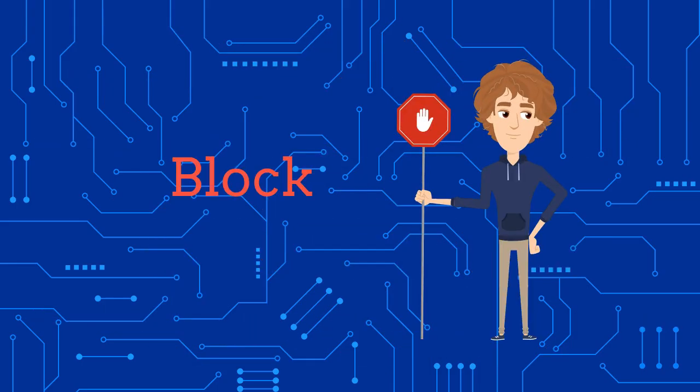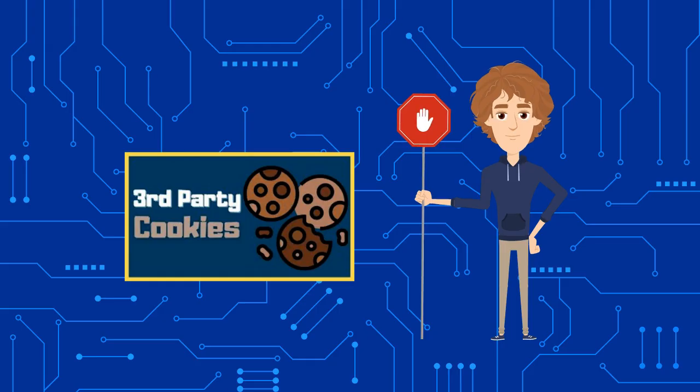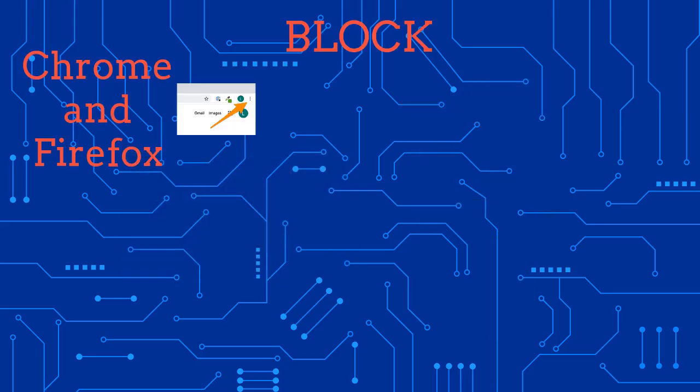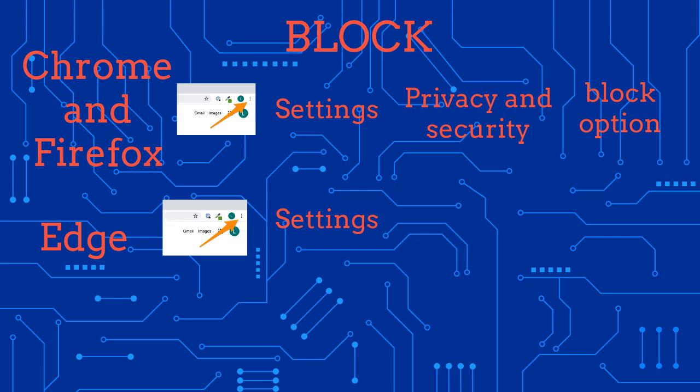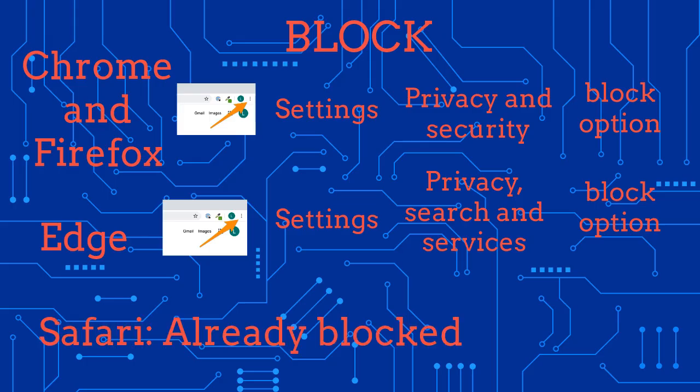The other way to prevent cookies is by blocking them. You can't block all first-party cookies set by the website you are visiting because some are necessary, but you can block all third-party cookies. You can use built-in blocking options in your browser. In Chrome and Firefox, go to Settings, then Privacy and Security, and look for the option to block third-party cookies. In Edge, go to Settings, then Privacy, Search, and Services, and look for the Block option. Safari blocks all third-party cookies by default.